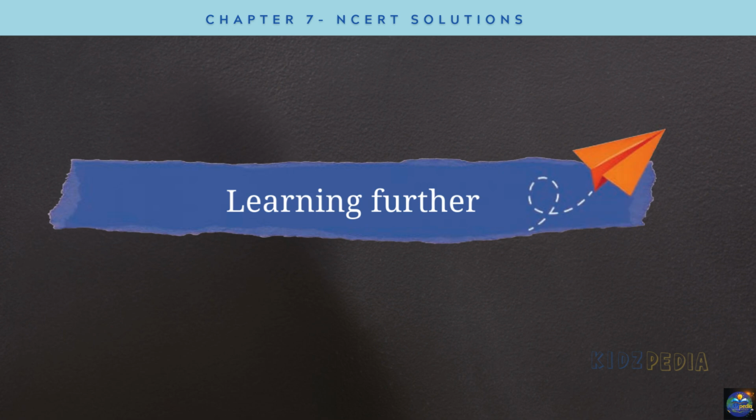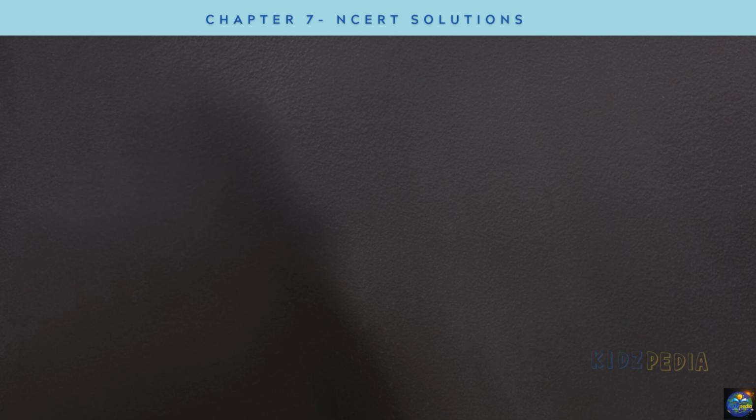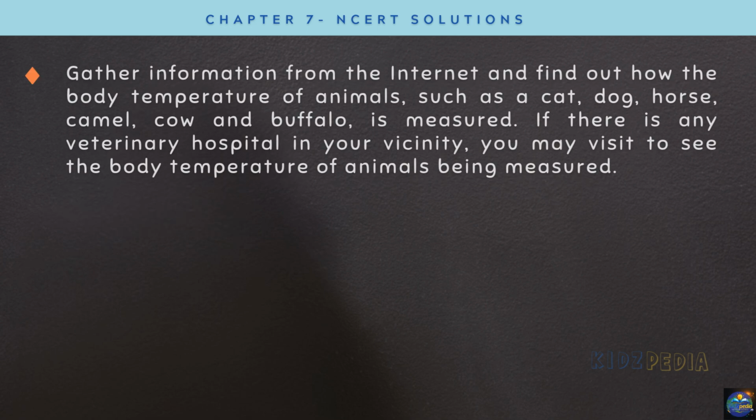Next, in learning further, we have some activities. First one: gather information from the internet and find out how the body temperature of animals such as a cat, dog, horse, camel, cow and buffalo is measured. If there is any veterinary hospital in your vicinity, you may visit to see the body temperature of animals being measured. So we need to research and explain the method used by veterinarians to measure the body temperature of animals and, if possible, observe it at a veterinary hospital.